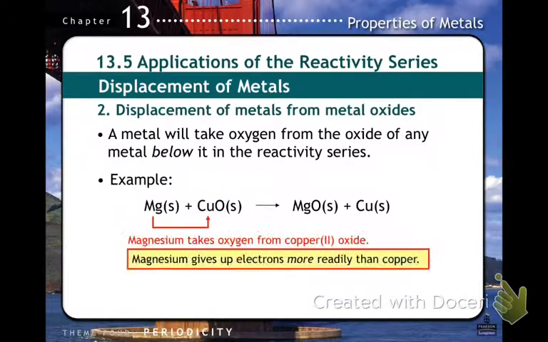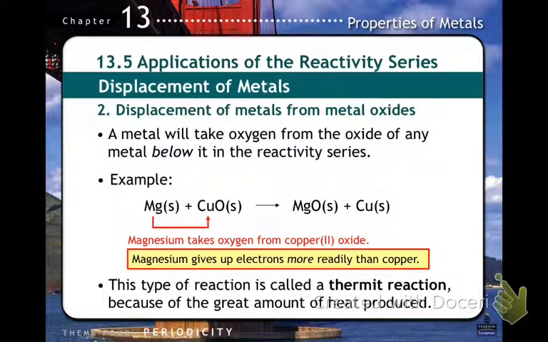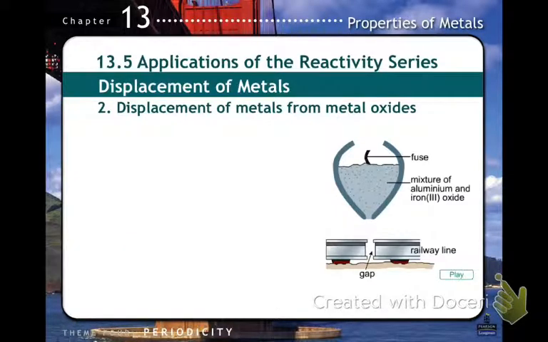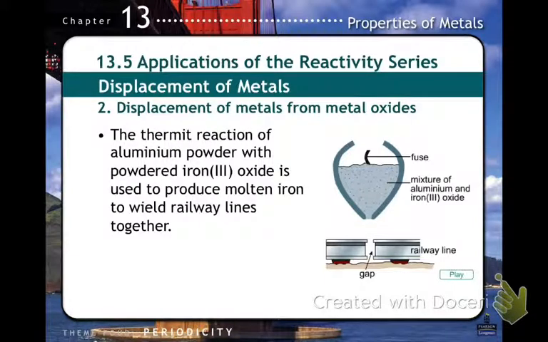Okay, so the magnesium will give up electrons more readily than the copper, and this is an example of what you call a thermit reaction or a thermal reaction because of the great amount of heat produced. Alright, so this is how it basically works. Can't show you the flash because my iPad doesn't support flash, so it's okay.